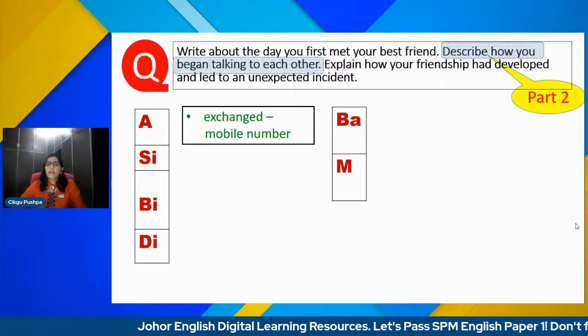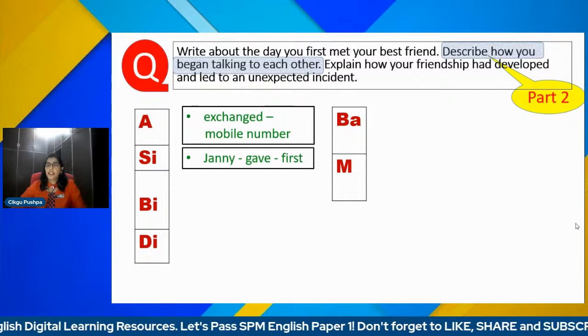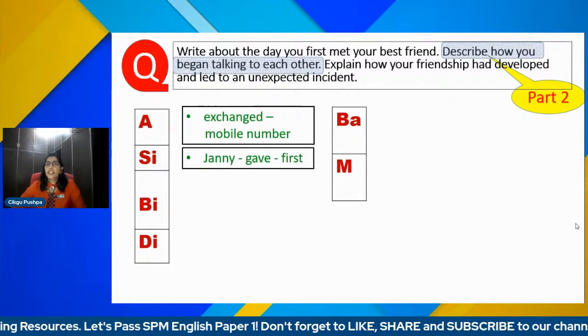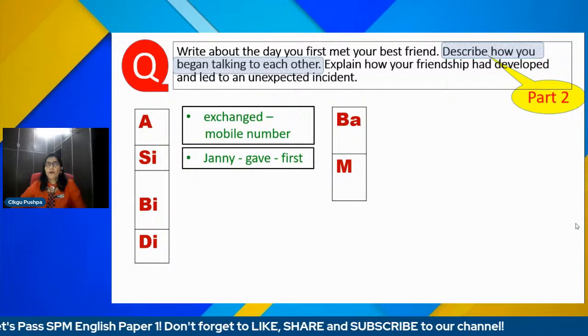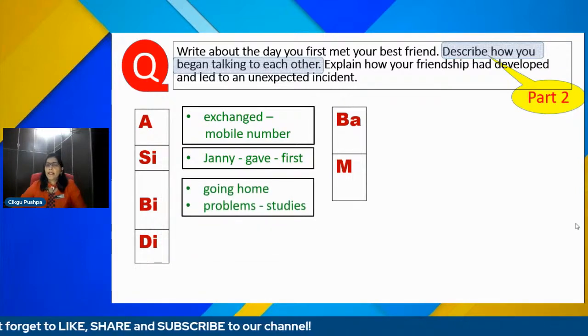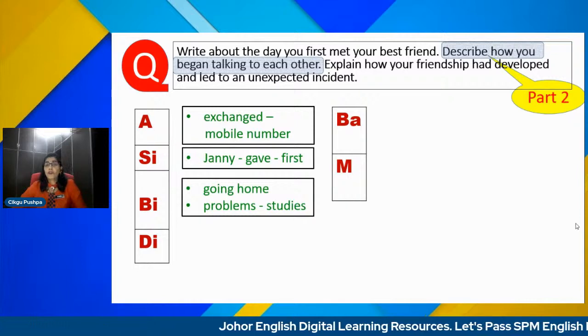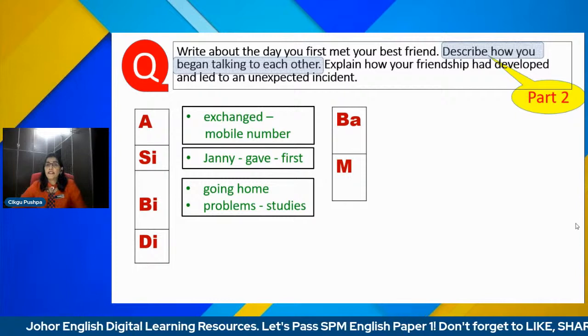Now, siapa? Who exchanged? In this story, yes, Jenny. Perhaps you want to say she gave the number first. Now, think, when did you talk? Now you have the number. You have met her. So, yes, right? Perhaps going home time. Or maybe, all right, when you have problems, you called her, or maybe she called you, you know. So you have a few points here.